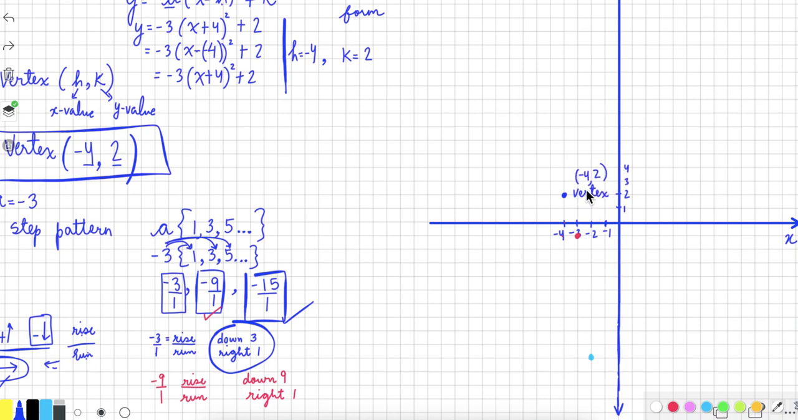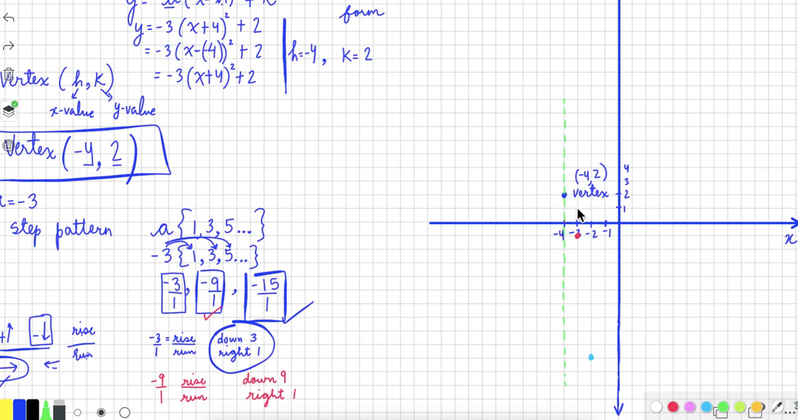Now that's where the vertex is. Remember, our axis of symmetry is a vertical dotted line and it's always going to pass through the vertex. That means right now I'm going to draw the dotted vertical line that will pass through this vertex. So let's draw the vertical dotted line passing right through this vertex. Now that is what the axis of symmetry is.